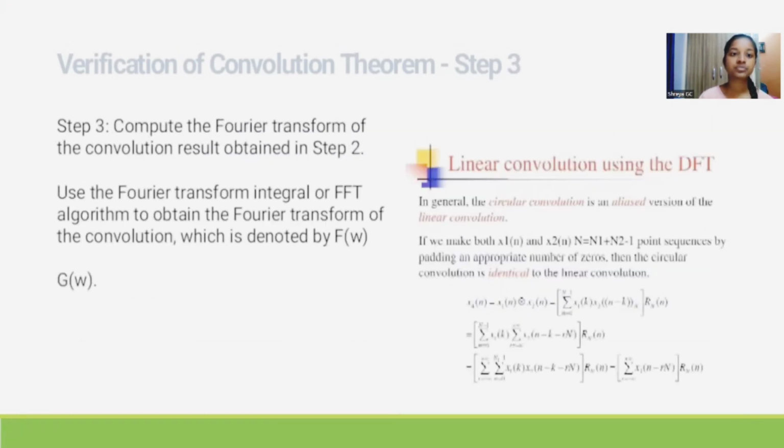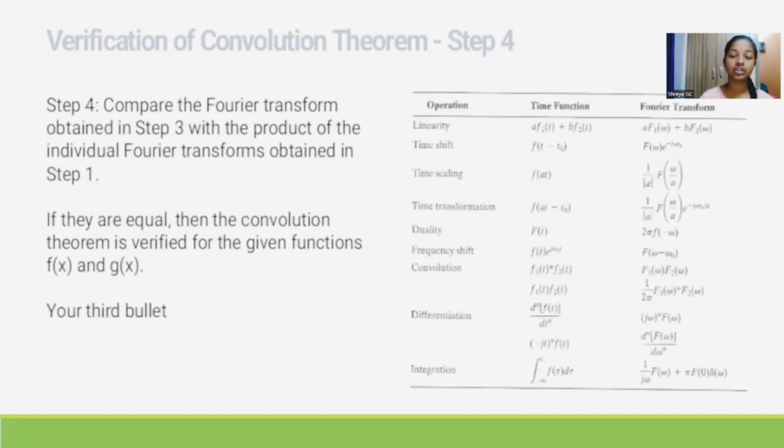And step 3. Compute the Fourier transform of the convolution result obtained in step 2. Use the Fourier transform integral or FFT algorithm to obtain Fourier transform of convolution, which is denoted by F(w) G(w). And finally, step 4. Compare the Fourier transform obtained in step 3 with the product of individual Fourier transforms obtained in step 1. If they are equal, then the convolution theorem is verified for the given functions f(x) and g(x).